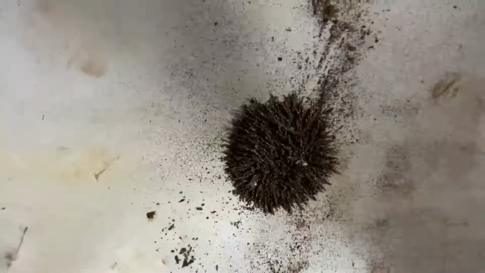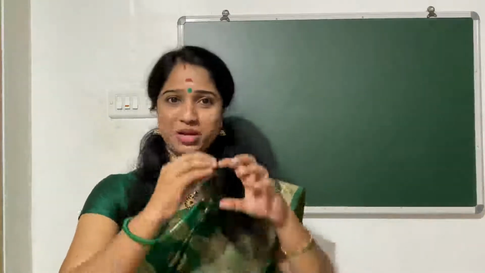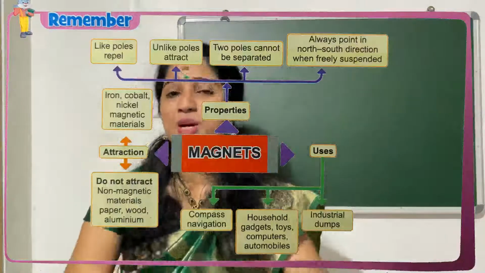Hope you can see it. So just hold this. See, yes, the iron filings are attracted. See, this full magnet and filings is here. Hope it is clear. Okay, children, hope you have seen how the iron filings get attracted. It's very beautiful to see, right? So now we can summarize what we have studied today.